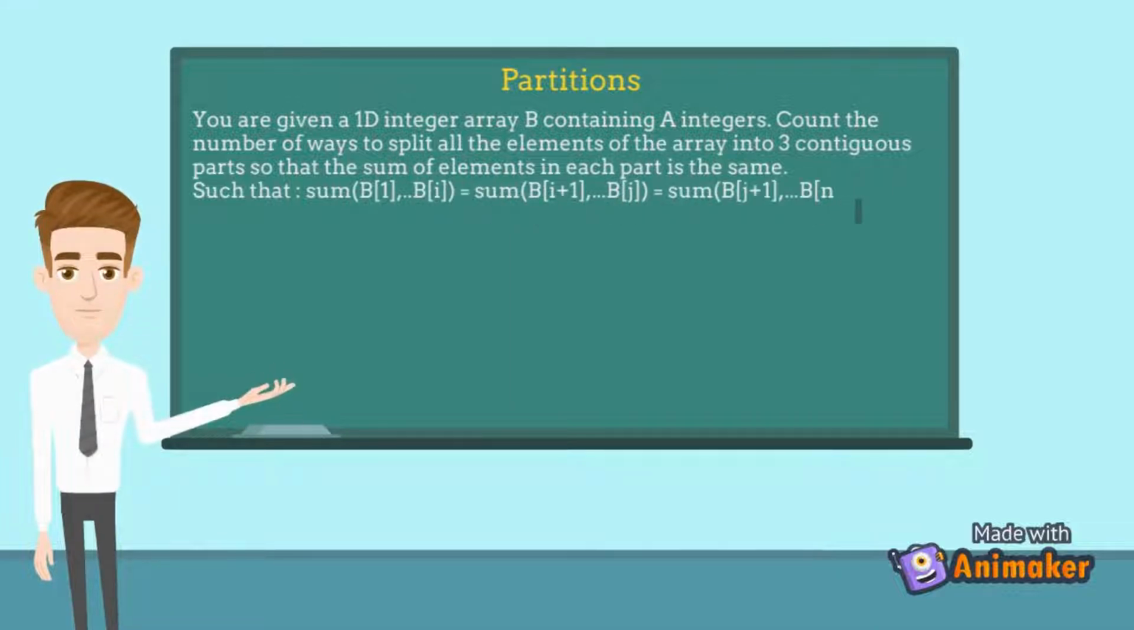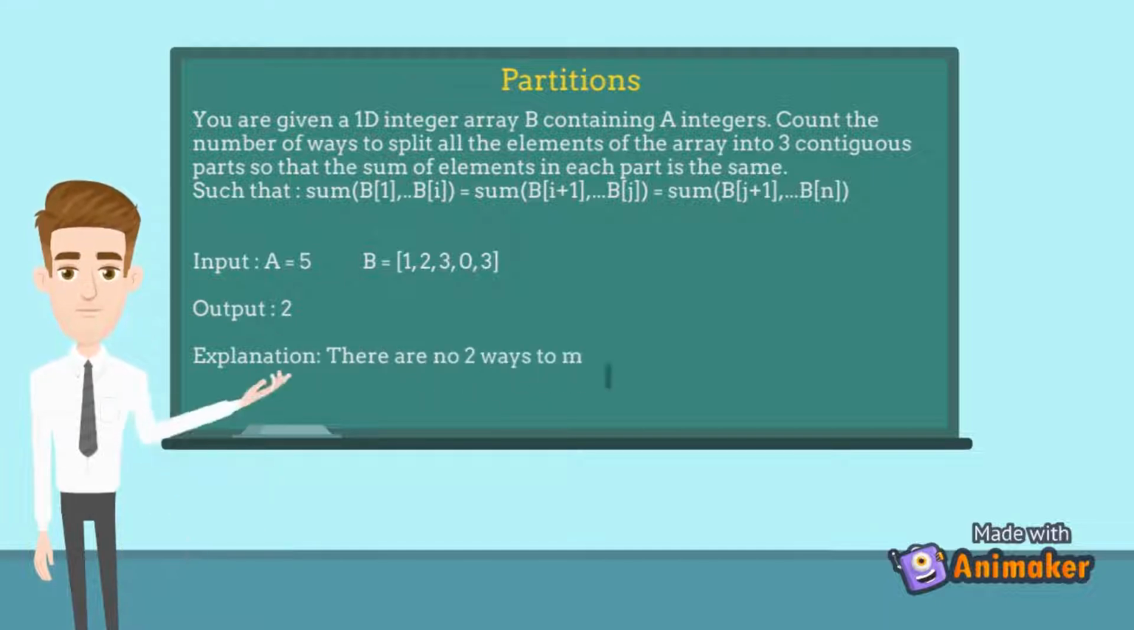Which means, sum from first index to index i should be equal to sum from index i plus 1 to index j, which also should be equal to sum from index j plus 1 to last index of the array. Let's understand it with some test cases. In this test case, there are only 2 ways to make partitions as following.